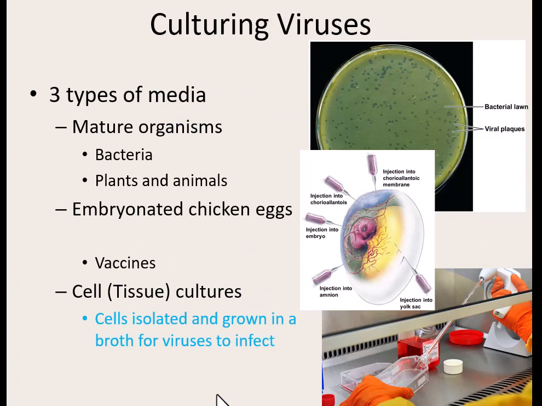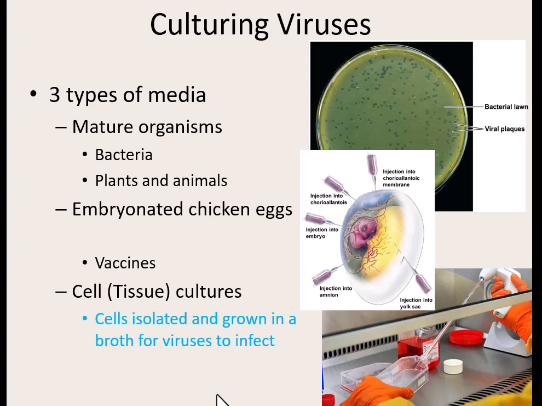Your very own virus. There are 3 different types of media that we can use. One is these are still viruses. For them to grow, they still have to get inside of a cell. And so we can use mature organisms. If we want to grow bacteriophages, we can first grow the bacteria, then we can infect the bacteria with the virus, and the bacteria become virus-producing factories. We can use plants and animals as well. Same way, we know that those viruses have to get inside of those cells.